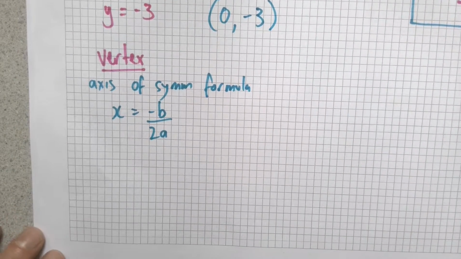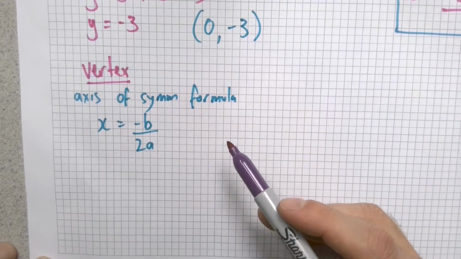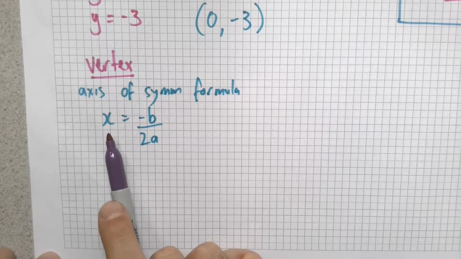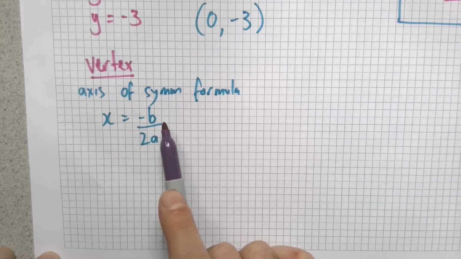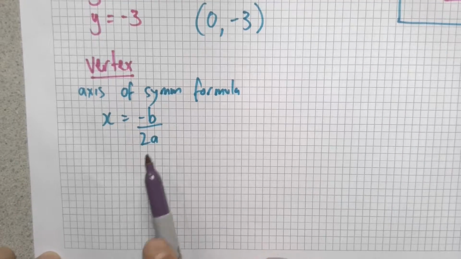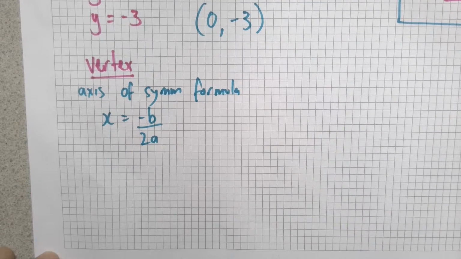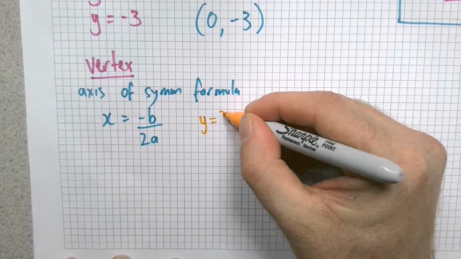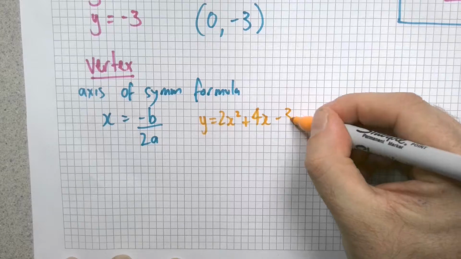With the vertex, I'm going to use the axis of symmetry formula. Again, you might have seen this from the quadratics topic that we did earlier in the year. Simply, it's the value of x, or the value of the axis of symmetry. The x value is equal to minus b over 2 times a. So again, from the equation that we had to start with, and I'll just rewrite it here so you can see it again. y equals 2x squared plus 4x take 3.